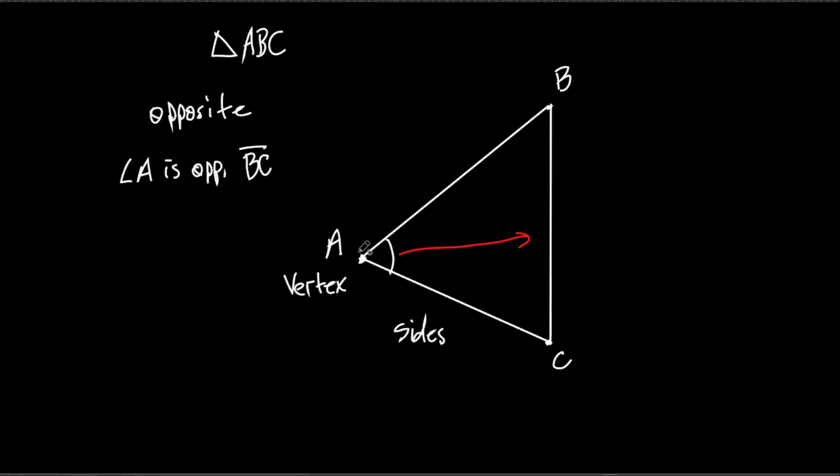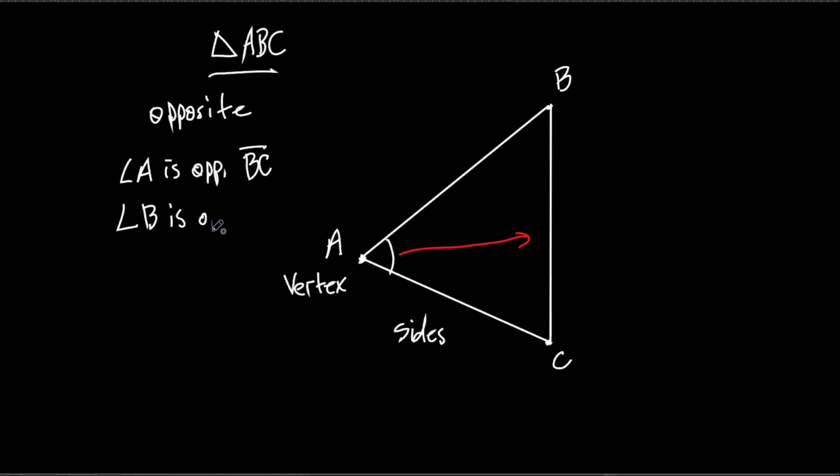Maybe in another polygon, like a square with points A, B, C, and D, you could say angle A is opposite angle D. I know what you're saying, but let me stop you. You're absolutely right. The opposite is only dealing with triangles. We're only dealing with a triangle when we talk about opposite. But you're absolutely right.